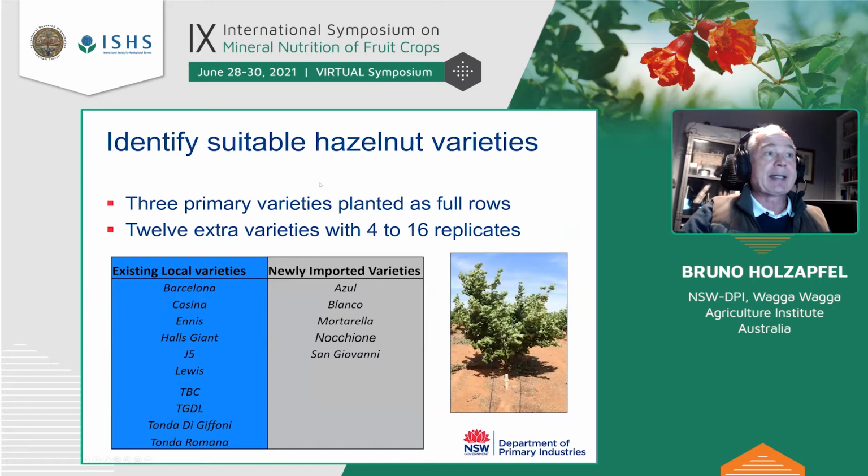So the other issue is to identify hazelnut varieties which are more suited. There are 3 primary varieties, planted in larger areas, and then we have 12 additional varieties, and they're all replicated in some way. So the 3 primary ones, which I will focus on mostly, are Barcelona and the 2 Tonda varieties at the bottom of this list on the left.